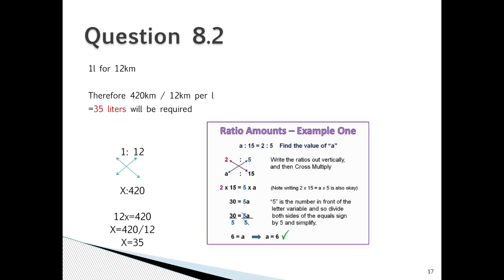In our example, 1 is to 12 as x is to 420. If you cross multiply, you end up with 12x is equal to 420. x is equal to 420 divided by 12, so x is equal to 35.